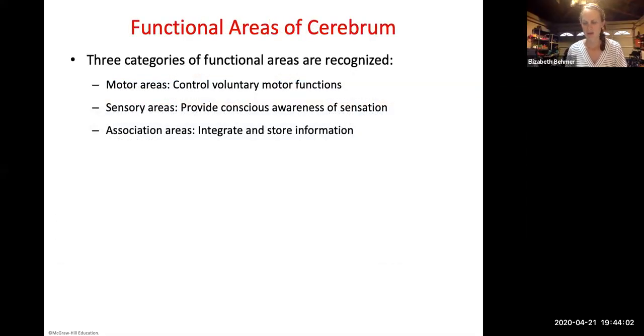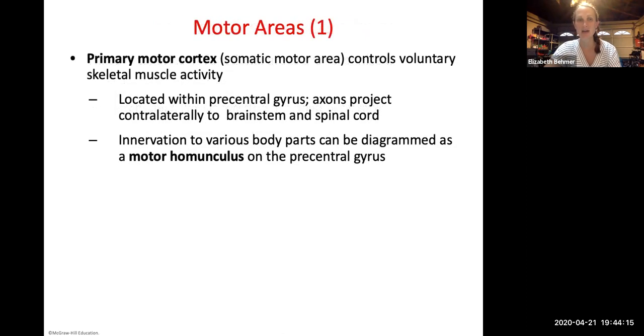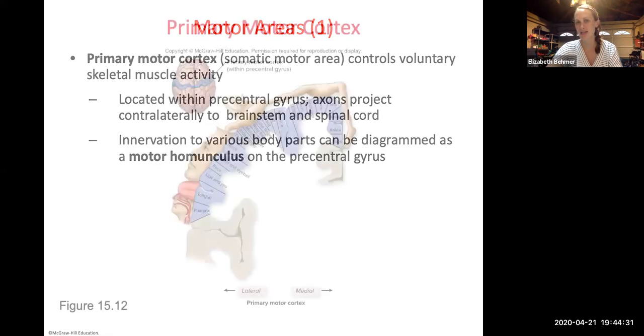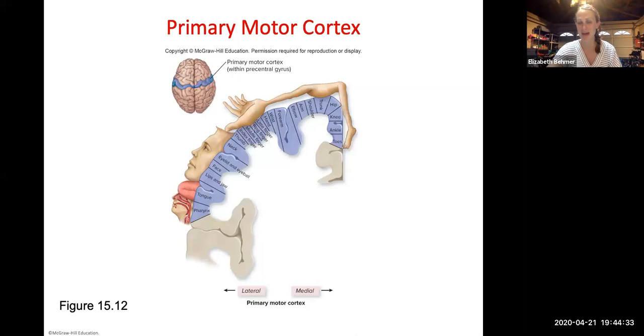Okay. Just real briefly, we're going to talk a little more about the motor and sensory areas of the cerebrum. When I talk about an association area, that just means a place that integrates and stores any information. The primary motor cortex, remember, is located in your precentral gyrus in your frontal lobe. It's innervated to various body parts, and it can be diagrammed with what we call a motor homunculus on the precentral gyrus. And I just want to show you a picture of this because I think it's fascinating.